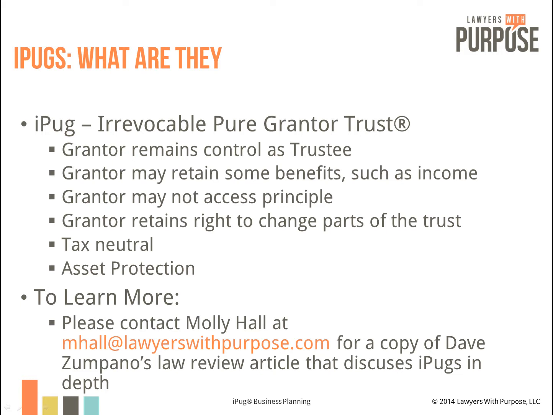Irrevocable pure grantor trusts are irrevocable trusts where the grantor has a lot of rights. The grantor can be the trustee, they have limited benefits, possible access to income, although they don't have any access to principal, and they can change certain aspects of the trust whenever they want to. And the best part of it is the assets in the IPUG are asset protected.